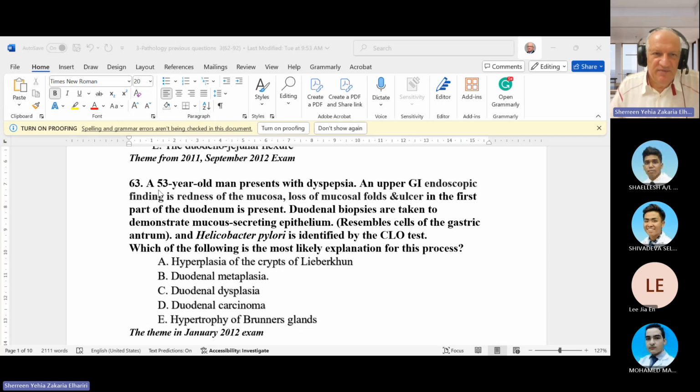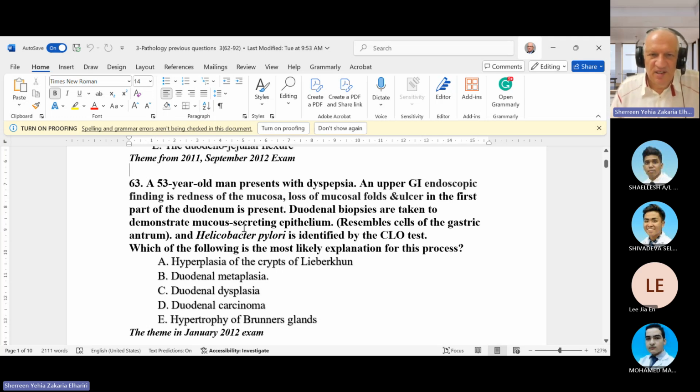So this is why he asked: a 53 years old man presented with dyspepsia and upper endoscopy finding redness of the mucosa, loss of mucosal folds, and an ulcer in the first part of the duodenum. So now it is in the duodenum. So he takes a duodenal biopsy.